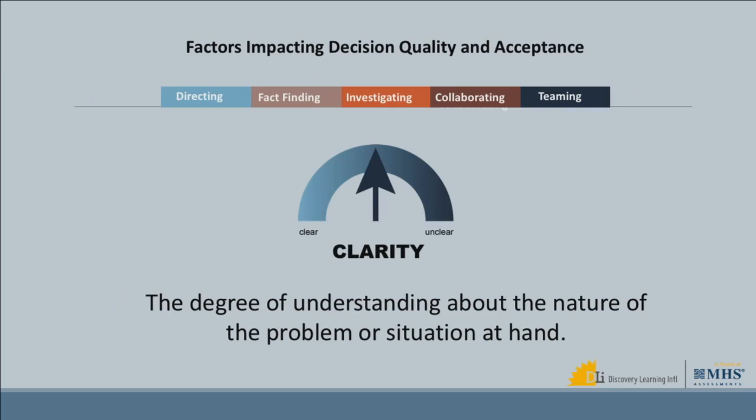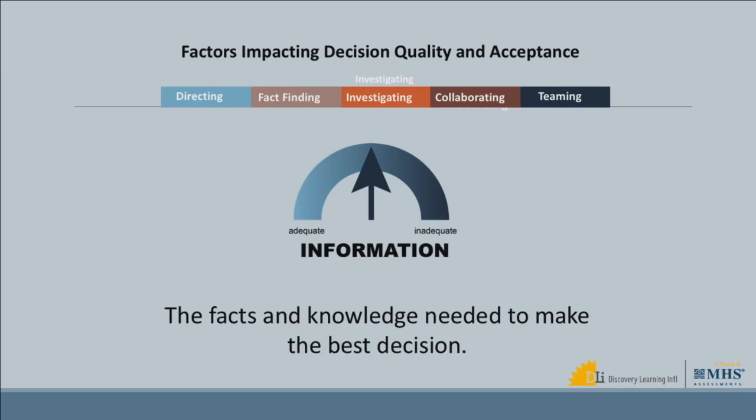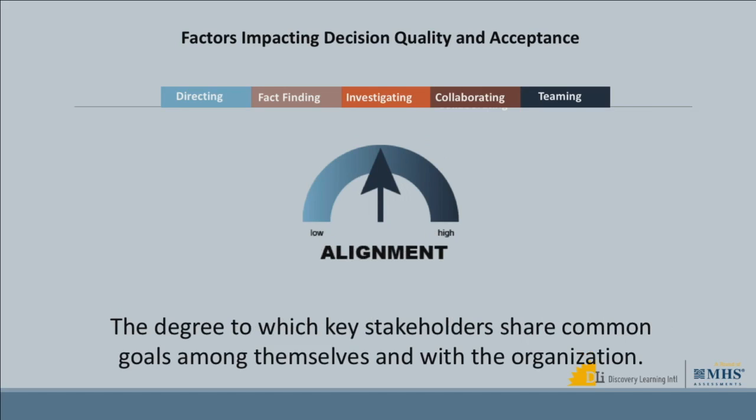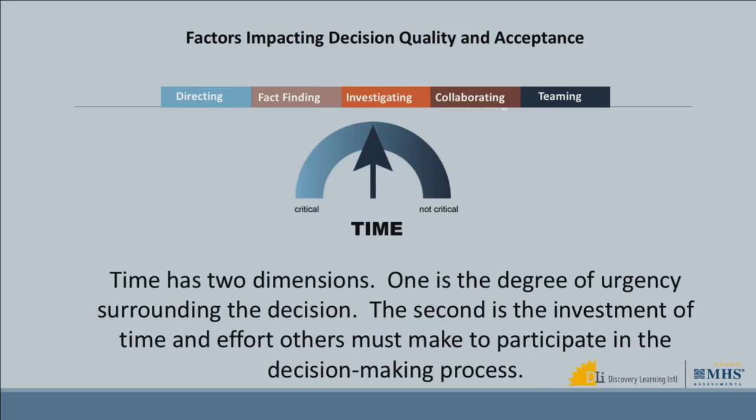Clarity: how much clarity is there about the problem at hand? The information: the facts and knowledge needed to make the best decision. Do I have all of the information that I need? How about the commitment, the level of support that I need to implement this decision? Is everybody on board? How much alignment is there? The degree to which the stakeholders share common goals among themselves. So is there alignment between the organization and the people with each other?